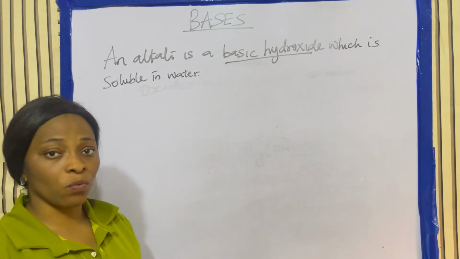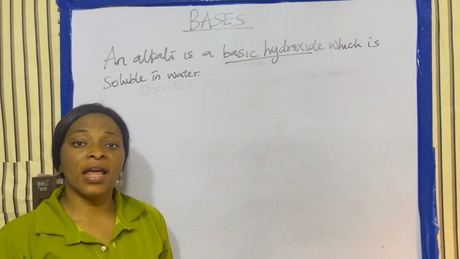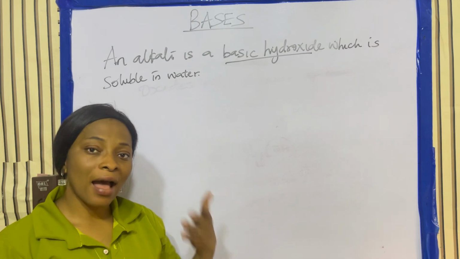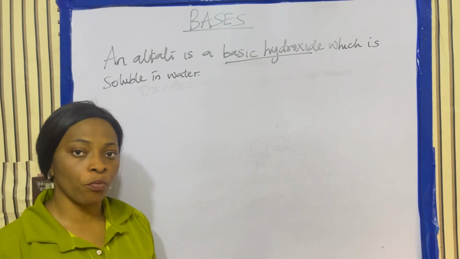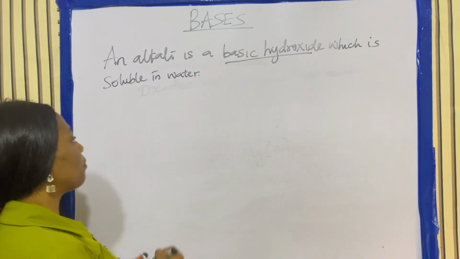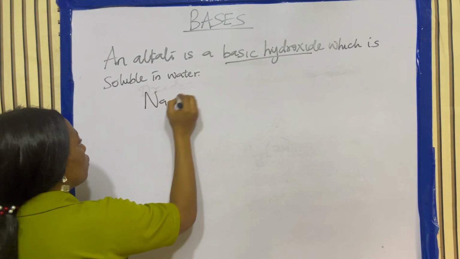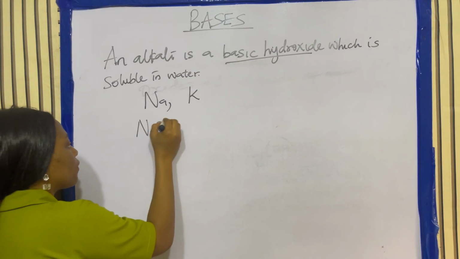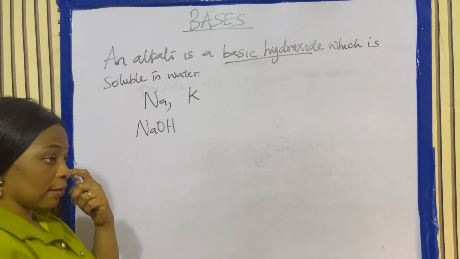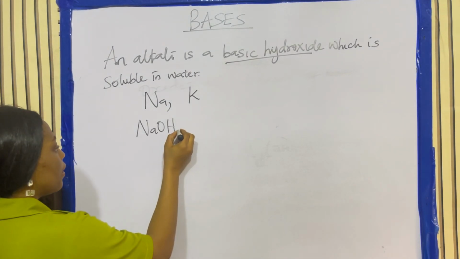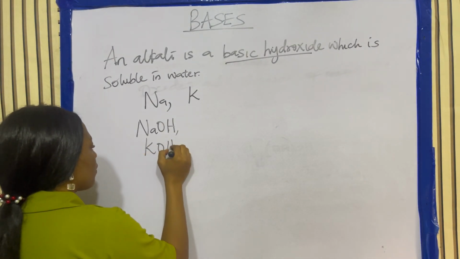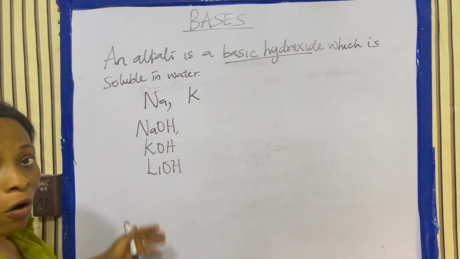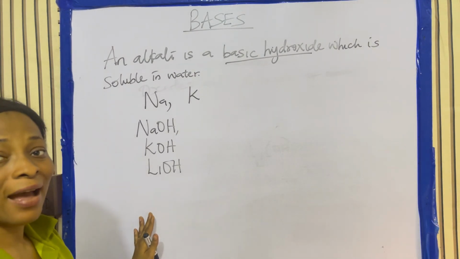So what are the alkalis we have? Generally, most of the elements in group 1 are alkalis. For example, you have sodium, you have potassium. Now, sodium hydroxide, an alkali, is a hydroxide that is soluble in water. You have potassium hydroxide, you have lithium hydroxide. All these are alkalis. All the elements in group 1, they are alkalis.